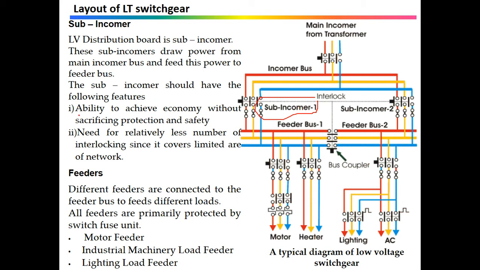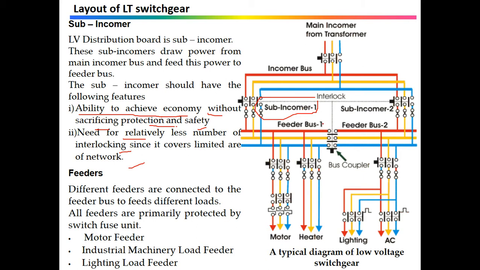The features are the ability to achieve economy without sacrificing protection and safety. This is the first purpose of the sub incomer. Secondly, a need for a relatively smaller number of interlockings, since it covers a limited area of the network. For this purpose we use ACBs, that is air circuit breakers, and switch fuse units, that is SFUs, and with molded case circuit breakers we can solve our purpose for the sub incomer. So generally, at the place of the sub incomer, we fit MCCBs, ACBs, or SFUs.